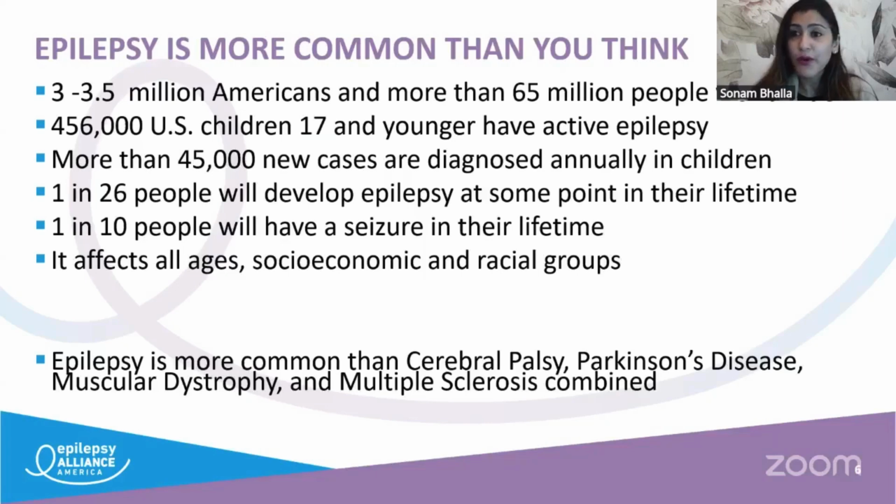It tends to occur more in early childhood. So we have a lot of young children, about 500,000 currently, who have active epilepsy. There are about 45,000 cases diagnosed annually, and there can be up to 50,000 unexpected or premature deaths in someone who has epilepsy. So it has significant impact in our daily living.